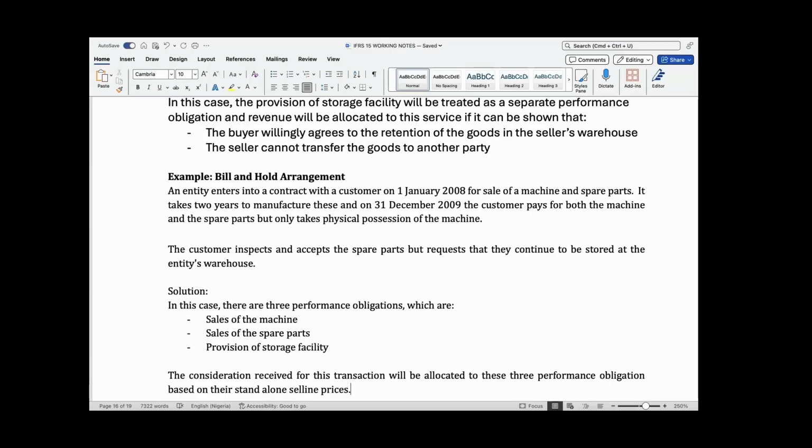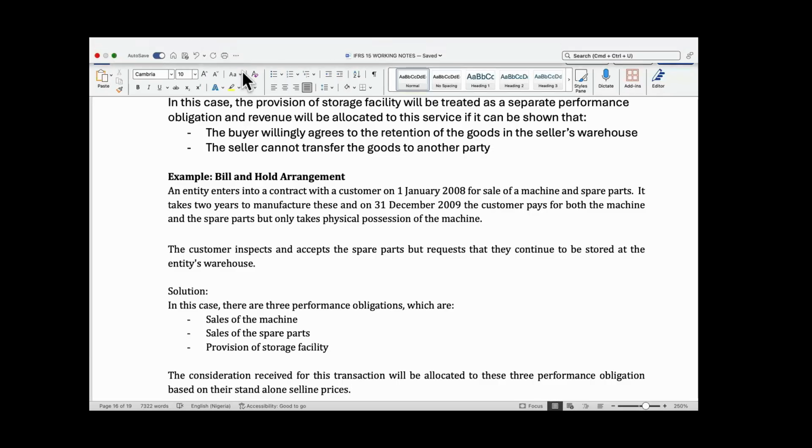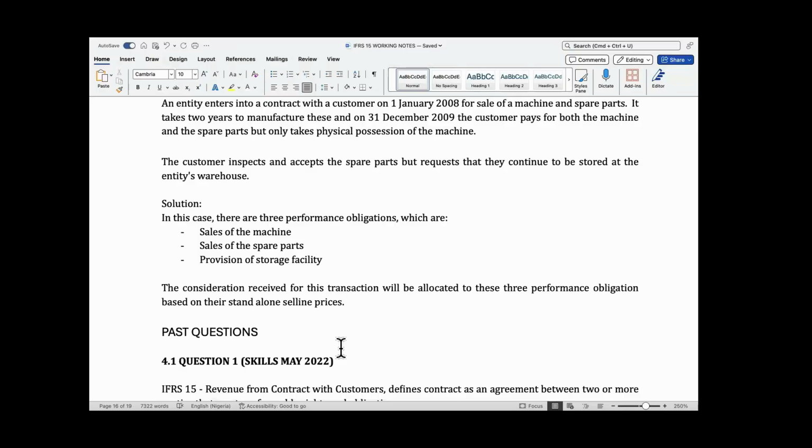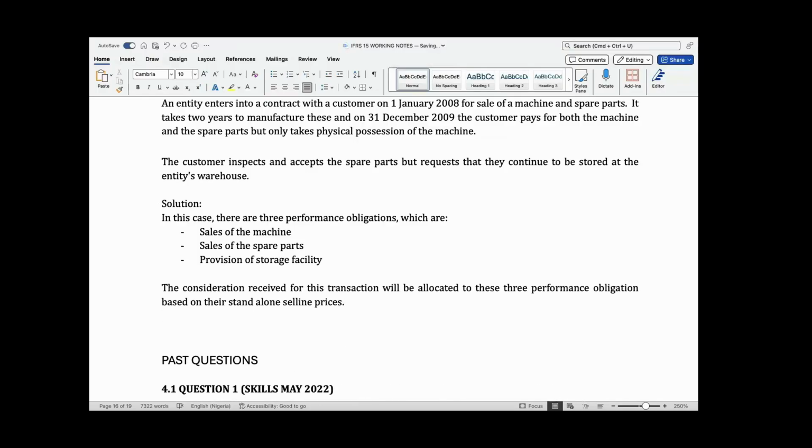So the major focus is that holding, that storage provision, that storage facility provision, you should see it as a separate service. It is a separate service, and we recognize revenue on it. So that's the end for IFRS 15.